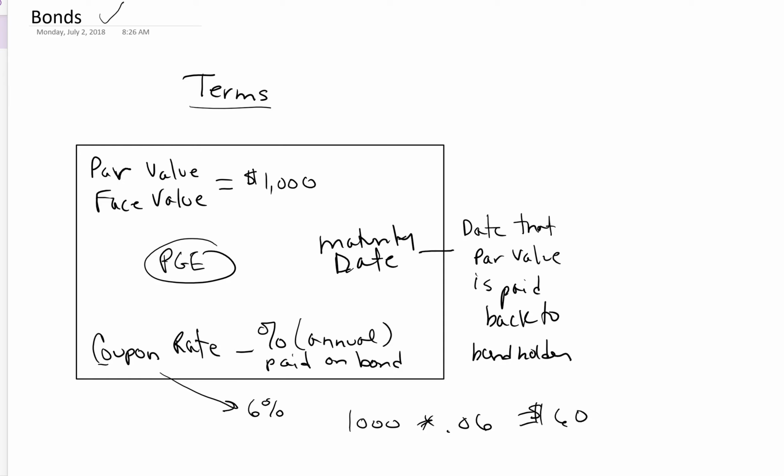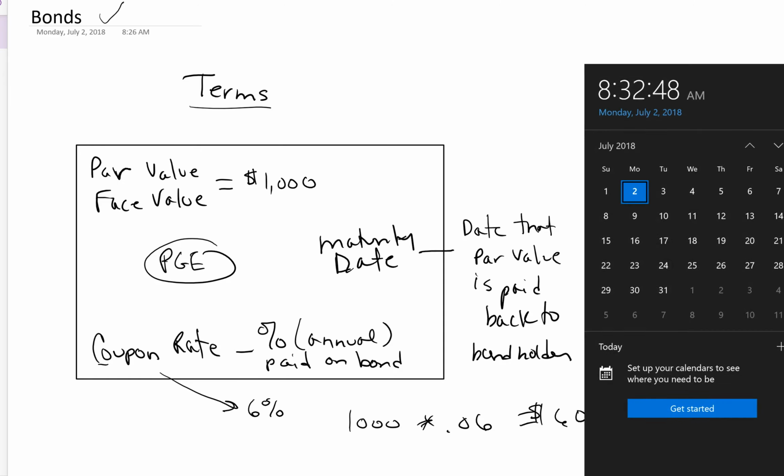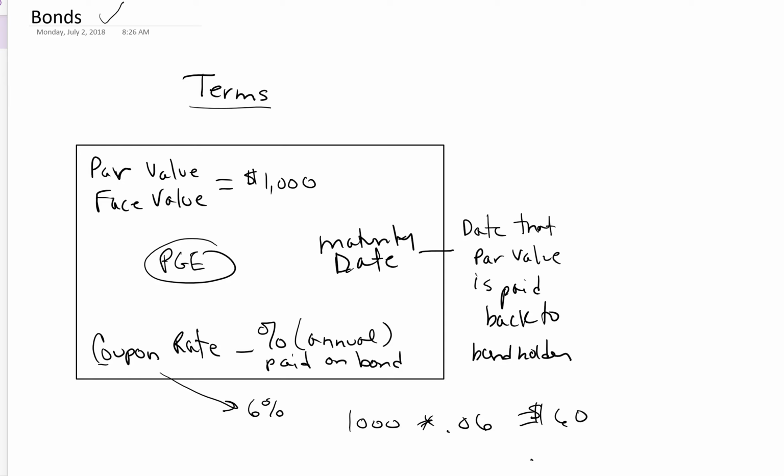Okay? So in 1 year you earned $60, and then at the end of the year, let's say that was the maturity date, July 2nd, 2019, you would have received back $1,000, because remember, par value is always paid back at maturity date, and par value is always and forever $1,000. Okay, so that's how a bond works.